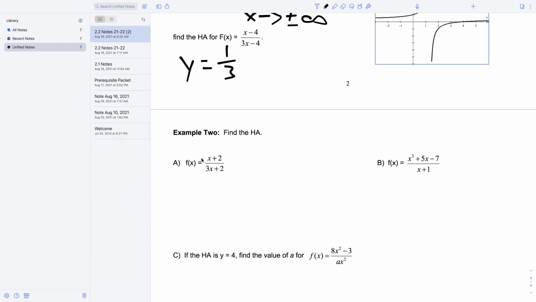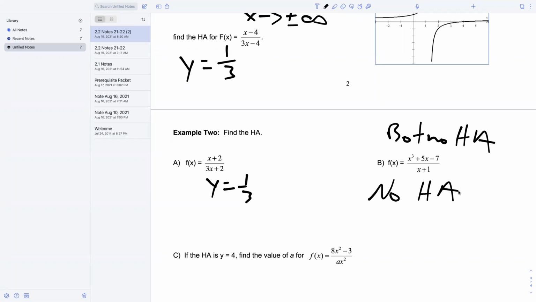Well, let's look at this. Find the horizontal asymptote. F of x is equal to x plus 2 over 3x plus 2. Okay, so I'm going to look at the value of the coefficients. And I get y is equal to 1/3. F of x is equal to x cubed plus 5x minus 7 over x plus 1. And this is bigger on top, no horizontal, but no ha. Which means there's no horizontal, so don't write 0 or something like that. No horizontal asymptote.